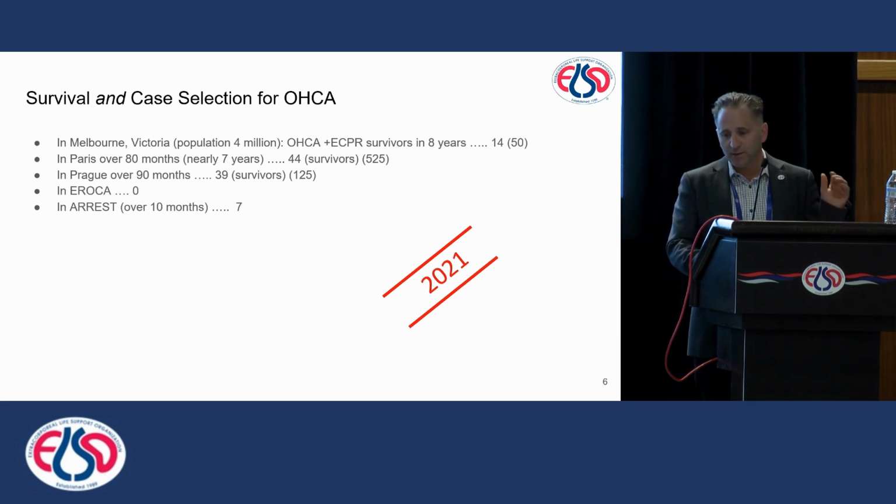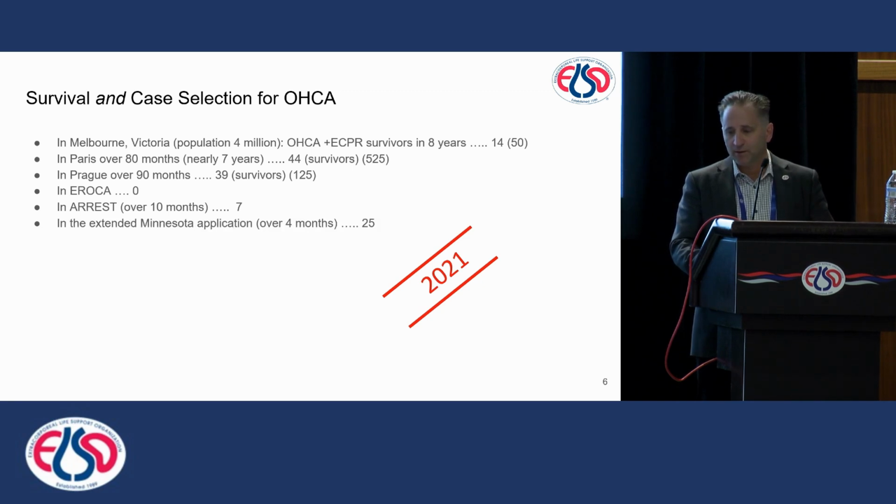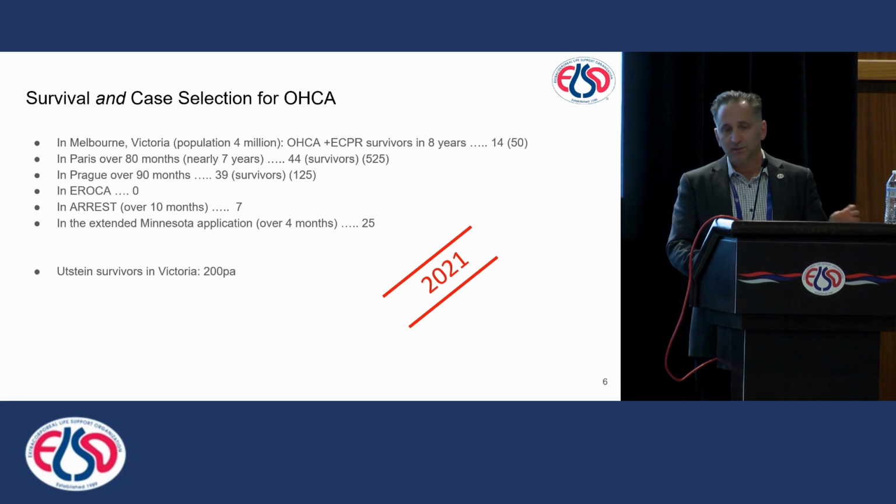It's not important. And in the ARREST trial, as we heard, 7 over 10 months or so. Then the wider application of the extension of that trial to more sites led to much higher rates. But what I'd like to compare those numbers to is just in the state of Victoria where we live, a population of 6 million people, there are 200 survivors every year from VF arrest who are EMS attended. And there are 400 a year every year. So in comparison to what we're doing with ECPR, those numbers are tiny compared to that.